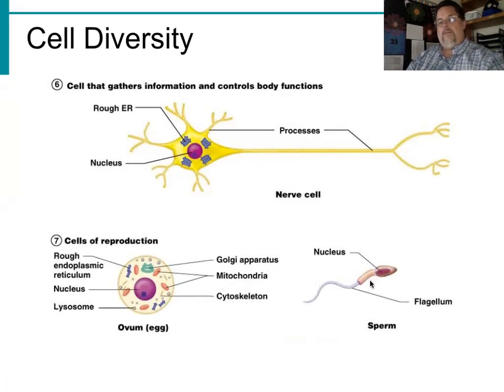Here you got your sperm cell and your flagellum, and you have your egg cell over here. So sperm cells are a lot smaller than the ovum, even though it's not shown as being that different in this picture.